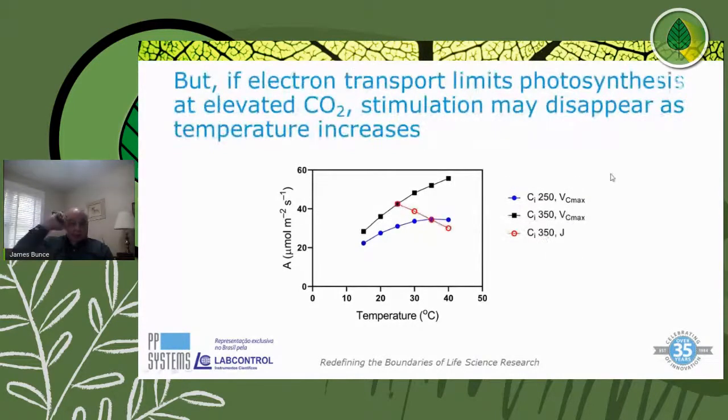There is a problem with this simple analysis, and that is that if electron transport actually limits photosynthesis at elevated CO2, the stimulation may disappear as temperature increases. So this has the same two initial figures at a Ci of 250 or 350, ambient and elevated CO2, limitations by Vcmax. But if you're at 350 parts per million for a Ci and J becomes limiting, then this red line shows that as you go up in temperature from that, the assimilation rate actually goes down. So whether high CO2 increases the optimum temperature for photosynthesis is going to depend on whether photosynthesis at elevated CO2 is limited by Vcmax or whether it's limited by J.